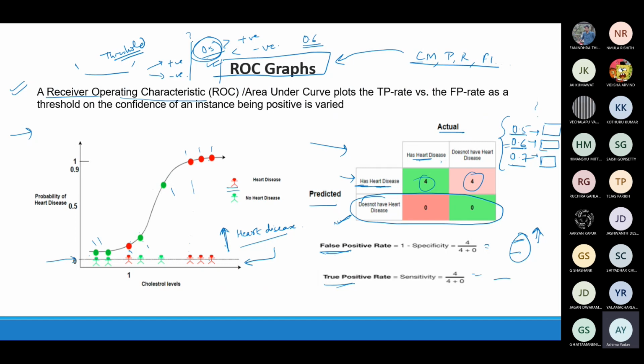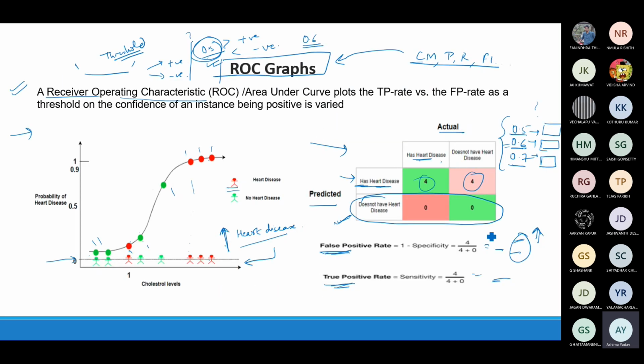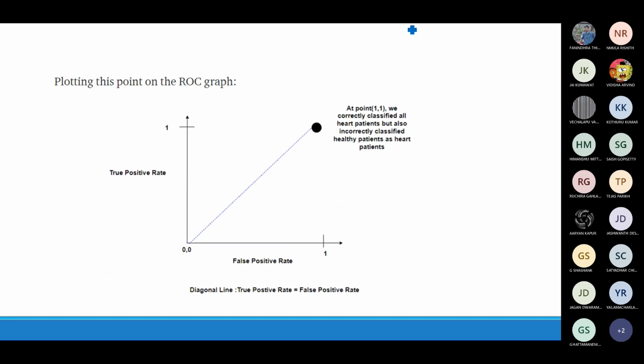And before that, whatever value I got from false positive rate and true positive rate, I have plotted that value. Let's say I got 1 here. So I got false positive rate as 1 and true positive rate as 1. I plot this point here in the graph, at this particular location. That at the 0 threshold, I got this particular value.